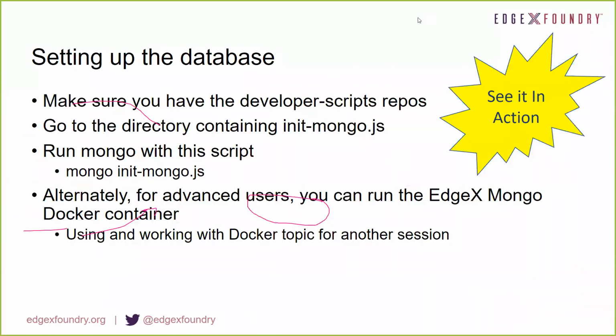Okay, so once you've got the code and you've gone to Git and downloaded those microservices and the libraries, the next thing you're going to need to do is set up the database. We are using Mongo currently as the NoSQL database implementation for storing the data coming in from sensors and devices into EdgeX. We have provided in the developer script repo initialization scripts to both get your environment up and running and also get the database initialized. So let me take you out to how this works. What you're going to want to look at is a script called init-mongo.js in that developer script area.